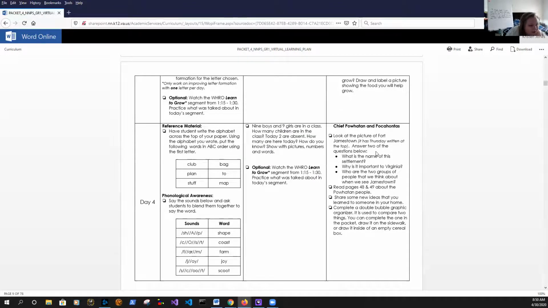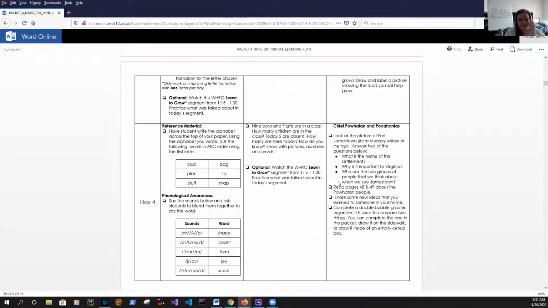So it says, look at the picture of Fort Jamestown, the picture we just looked at. Answer 2 of the questions below. What is the name of this settlement? Why is it important to Virginia? And who are the 2 groups of people that we think about when we see Jamestown? So we've been talking about 2 groups of people, the people that were already there and the people that sailed in ships over. And it's saying, who are they? So there are 3 questions there.